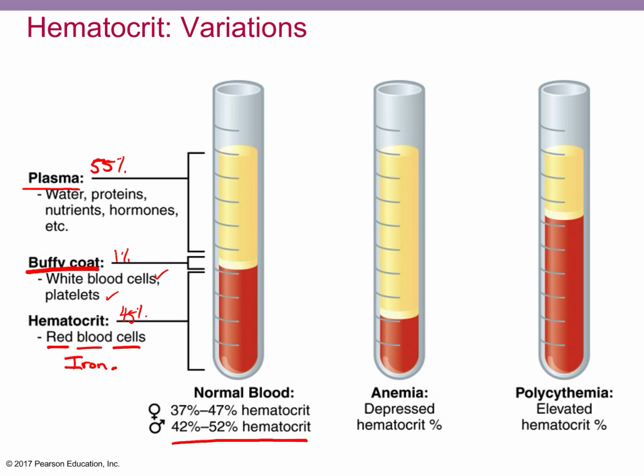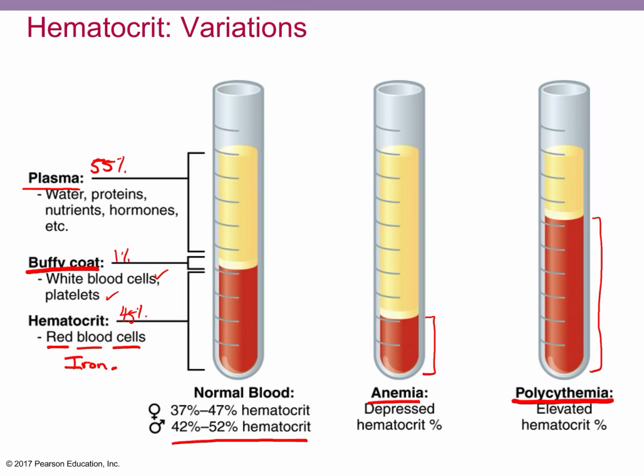Now, if you take someone's blood and you spin it, and you find that the hematocrit is low, that means they're not making enough red blood cells. So that's called anemia. There's a depressed hematocrit percentage. And if you look at the opposite, if someone's producing way too many red blood cells, that's called polycythemia. It's an elevated hematocrit.